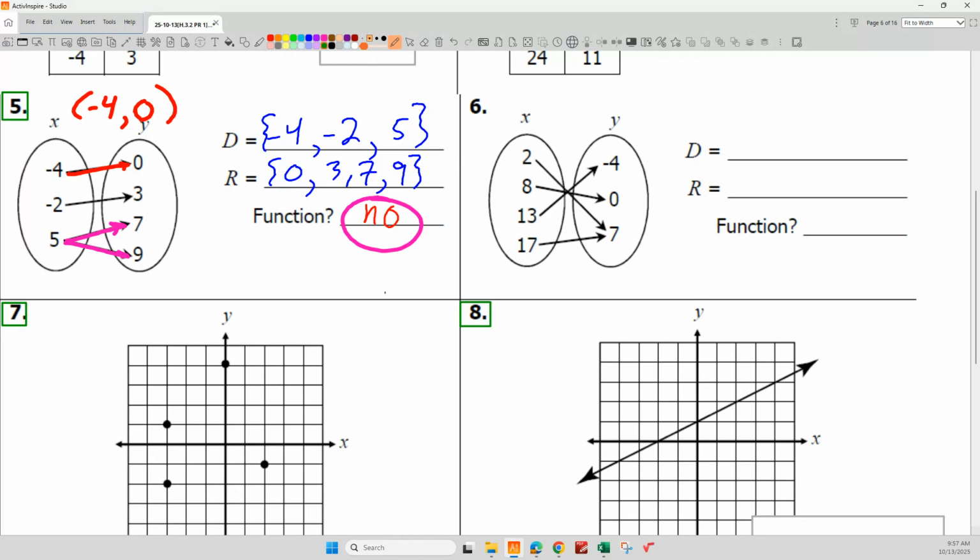Okay, because the inputs are all different, right? Each input only pairs with one output. The input 2 has an output of 7. The input 17 has an output of 7. So it passed the rule for functions. Each input only has one output. Does it matter that 2 of the outputs happen to be the same? No, that's fine. That's really okay. What's not okay, if this is going to be a function though, is something like this, where one input has multiple outputs. So even though these arrows both point at the same number, this is still a function.